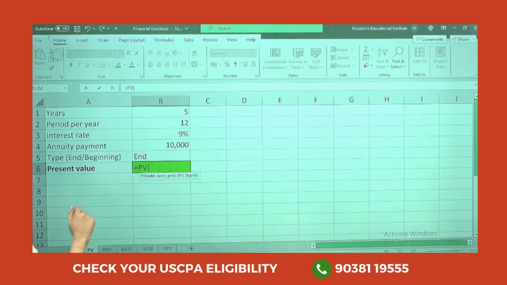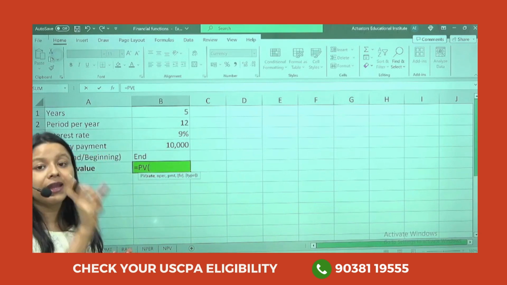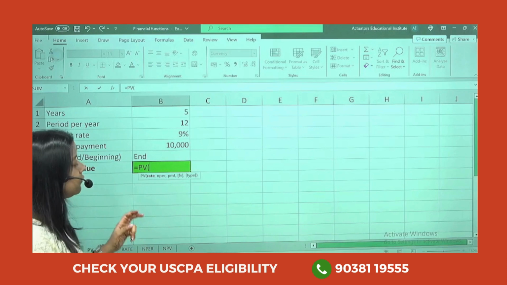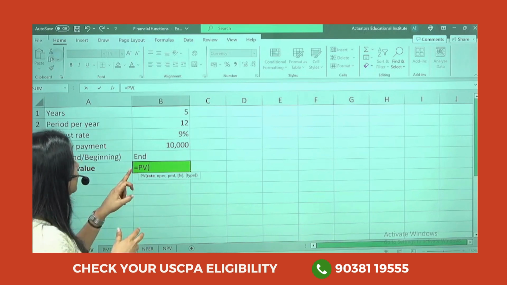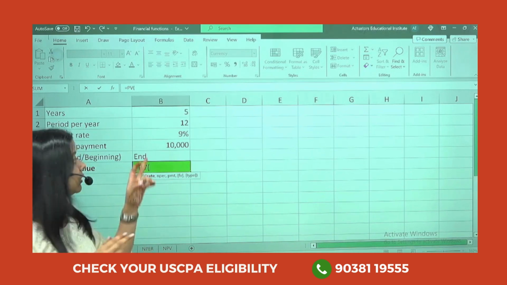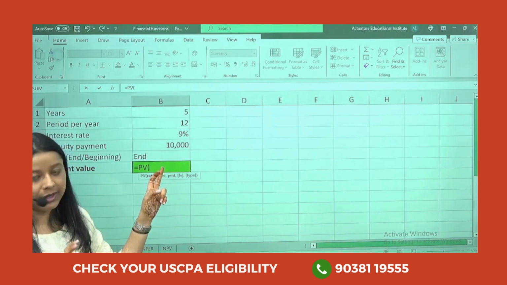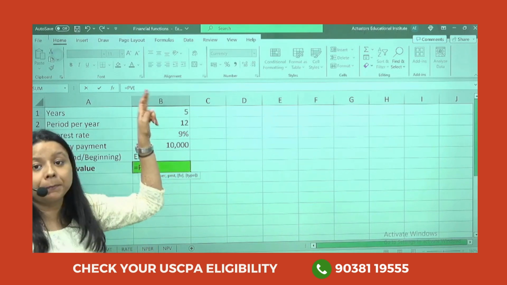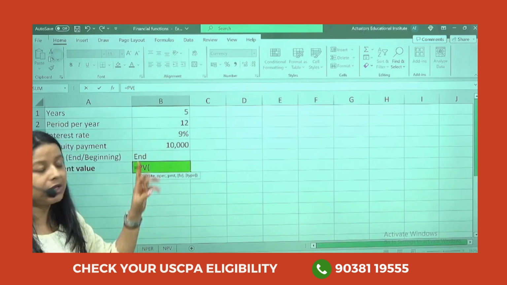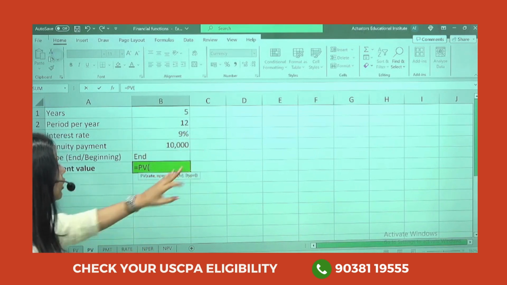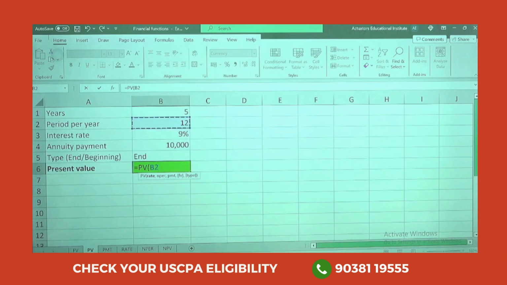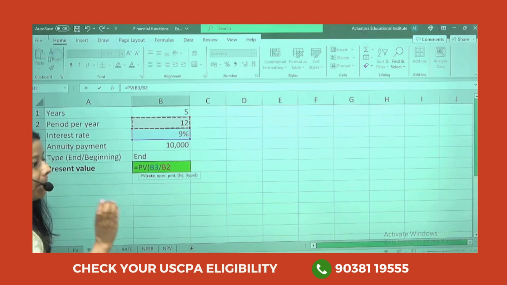So rate. Now rate over here is rate per period. So don't get confused. This is a very important part that we always talk about rate per period. 9% is the per annum or the entire year's rate. If I want to calculate the per month rate, because I'm dealing monthly over here, I'll simply take 9% and divide it by 12. So this will give me the rate per period.